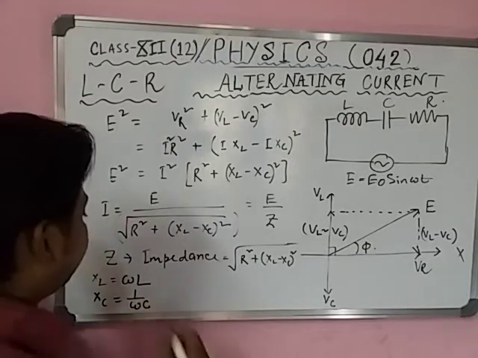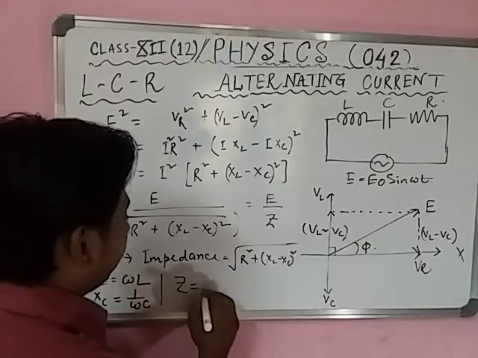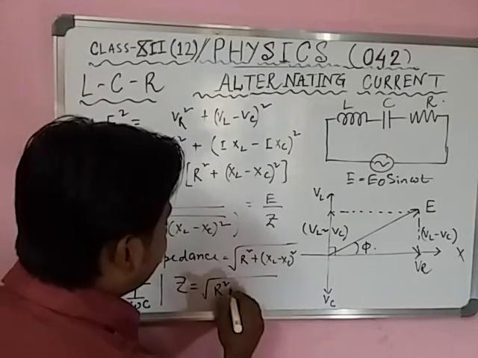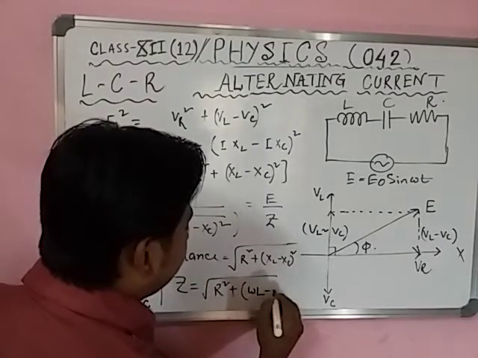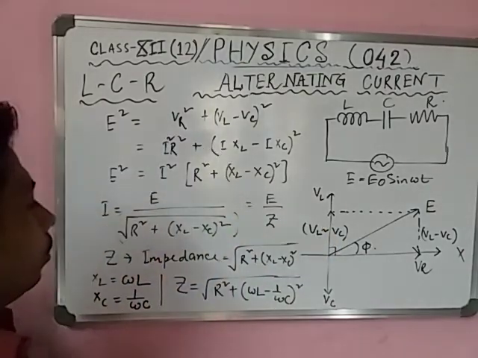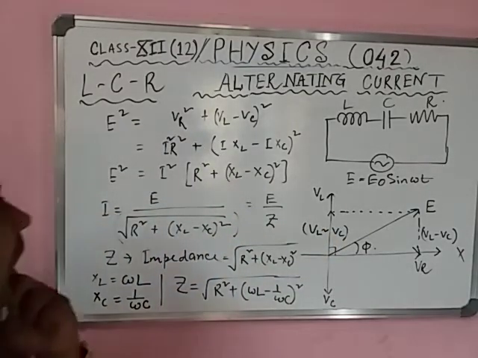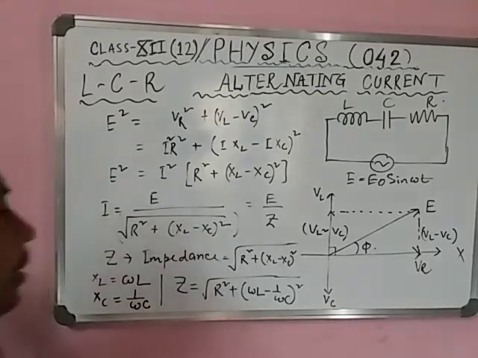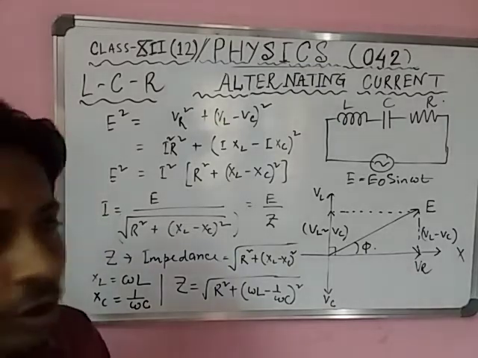If you put the value here, we get Z is equal to root over of R square plus omega L minus 1 by omega C the whole square. Okay. Write down in your copy. Just pause the video and write it down.